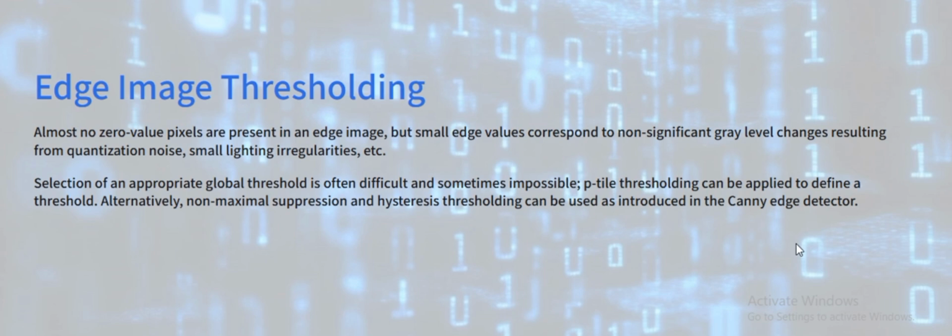First is image thresholding. Almost no zero value pixels are present in an edge image, but small edge values correspond to non-significant gray level changes resulting from quantization noise, small lighting irregularities, etc. So, there are certain edge values which are not needed, but they produce noise and small lighting irregularities. All those edge values or gray level values, we are going to remove. Those are also called zero value pixels. That is, we are going to remove the pixels that are not important in detecting an edge, right.